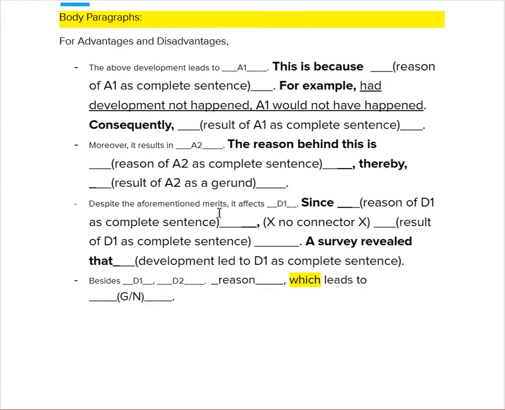Despite the aforementioned, it affects disadvantage one since the reason of the disadvantage as a complete sentence. No connector is used there; when you use a comma, punctuation is also important in essays to get a 7 plus band. The result of D1 as a complete sentence. For example, how to write an example: a survey revealed that development leads to demerit one as a complete sentence. Besides D1 and D2, the reason which leads to dash, use a genus sentence or noun.